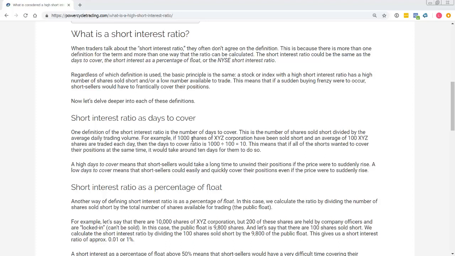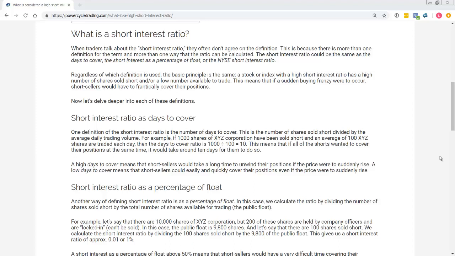Now, for example, if you had 1,000 shares of XYZ Corporation that had been sold short and the average of 100 XYZ shares are traded each day, then the days to cover or that ratio is just taking the 1,000 divided by 100, which is 10. So this means that if all the shorts wanted to cover their position at the same time, it would take around 10 days to do so.